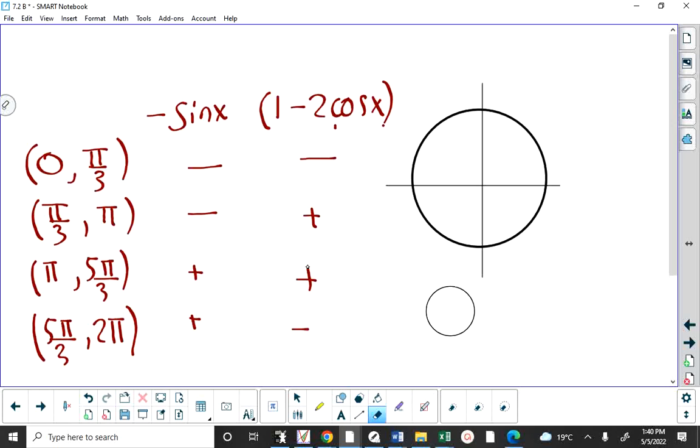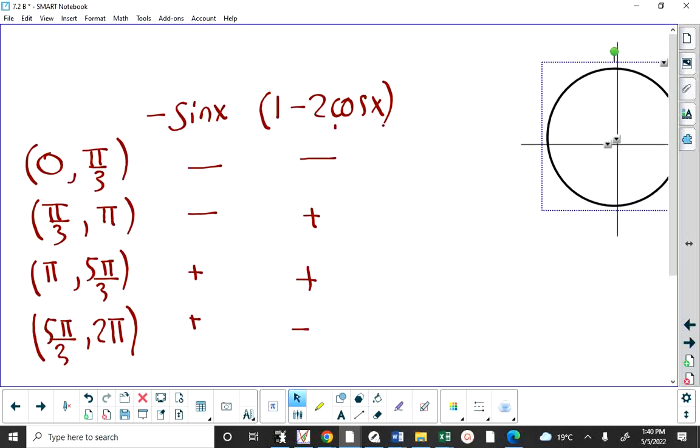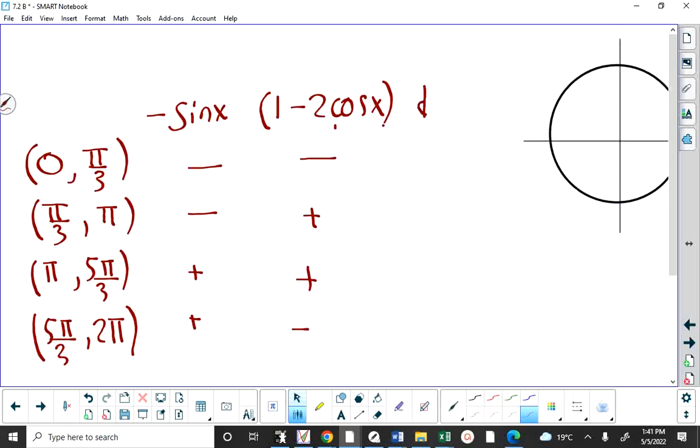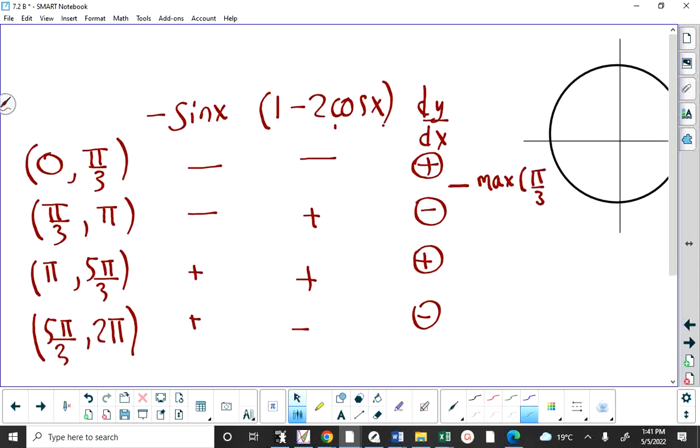You got to figure out how to populate that chart with positives and negatives. What does that mean? It means that dy dx is negative times negative is positive, negative times positive is negative, then positive, then negative. So there is at pi over 3 a max. I don't care what the y coordinate is. That is not the point of this question. Okay?